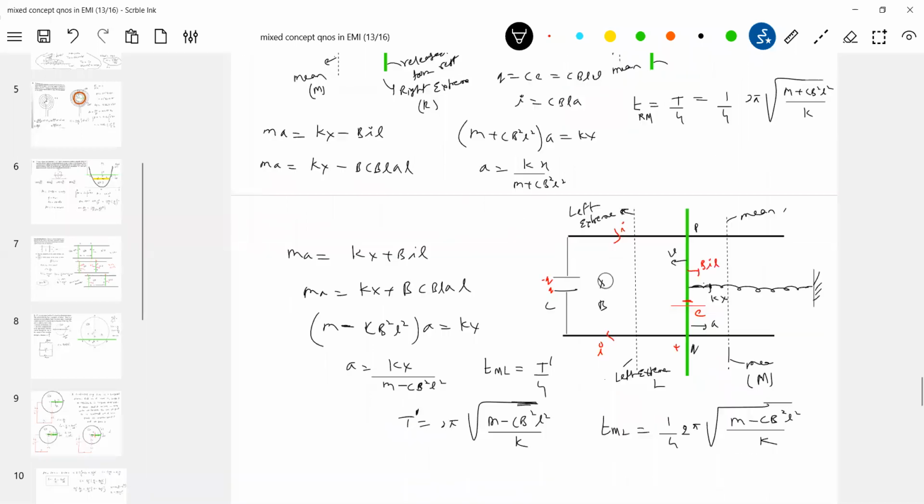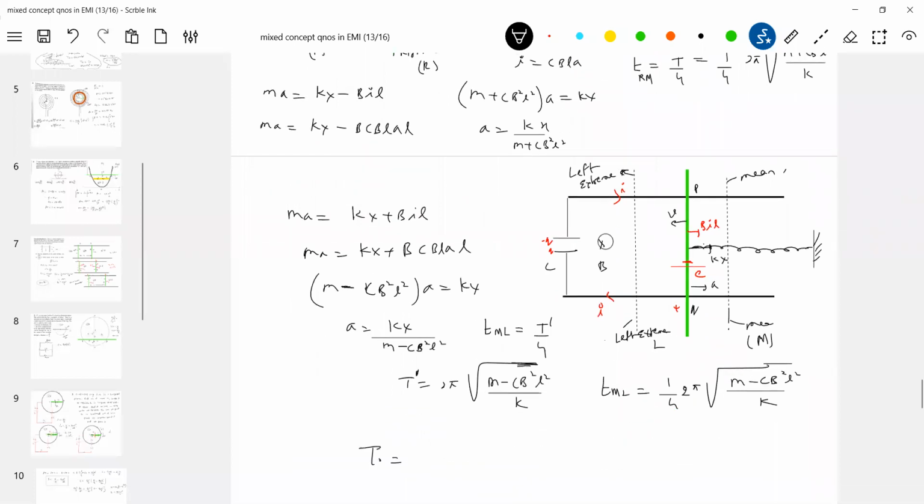Agree, no? So the time period T naught. So what is T naught? T naught should be equal to 2 times T_ML, 2 times T_RM, plus 2 times T_ML. That one.